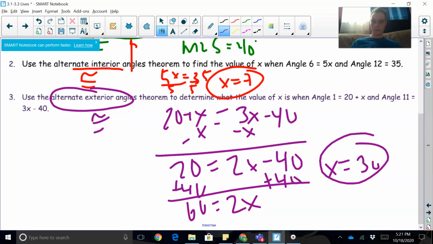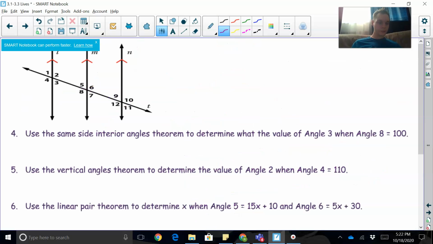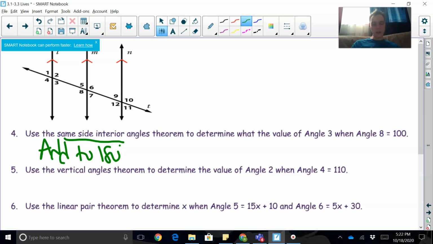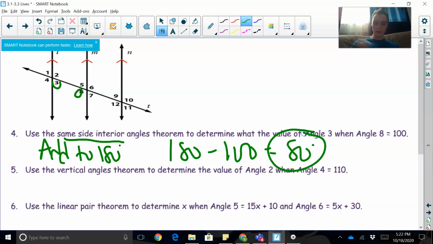Okay, let's continue. Use same side interior angles. Now, same side interior angles add to 180 degrees, otherwise known as supplementary. So you determine what the value of angle 3 is when angle 8 is 100. Angle 3 and angle 8 are same side interior, so we just do 180 minus 100 equals 80 degrees.